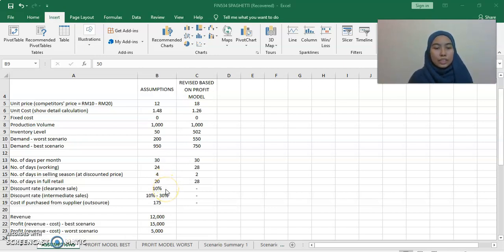So the discount rate for the clearance is 10% and the intermediate sales 10% to 30%, because I need to clear all my stocks maybe, and I need to buy the new stocks. And the cost if purchased from the supplier, let's say if I can't run the business as usual, an emergency happens, so I need to find a supplier and pay them, and this is the price.